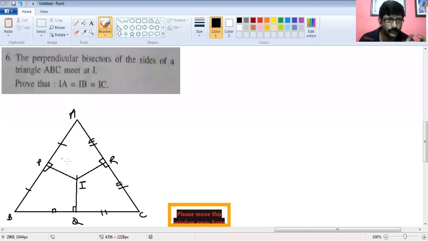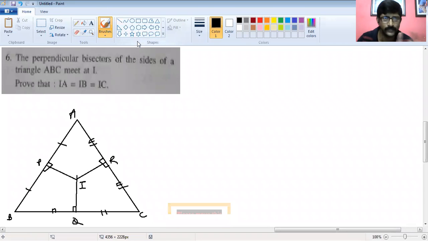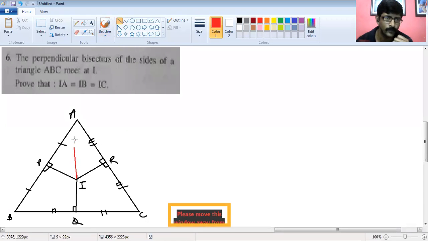Now what do we have to prove? We have to prove that AI is congruent to BI is congruent to CI. How do we prove that? It's very simple, guys. We have to prove IA is equal to IB. We will do this sum in two steps. First of all, I'll take some red color and join AI. I'll also join BI.